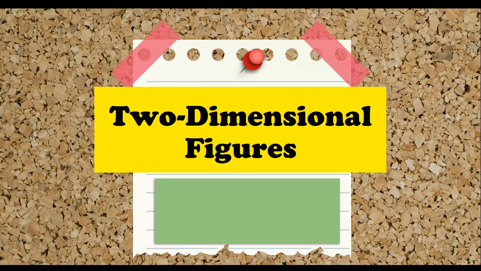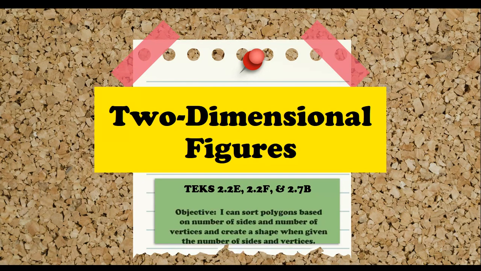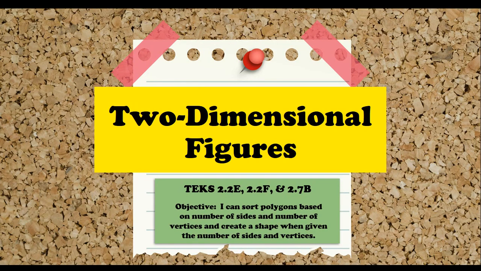This week, we will be learning about two-dimensional figures. The TEKS that we will focus on are 2.2e, 2.2f, and 2.7b. The objective is to be able to sort polygons based on the number of sides and number of vertices, and to be able to create a shape when given the number of sides and vertices.